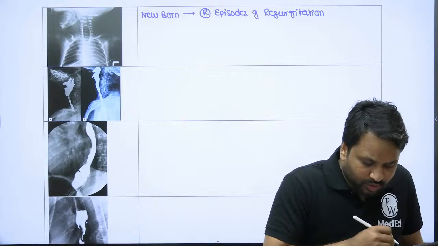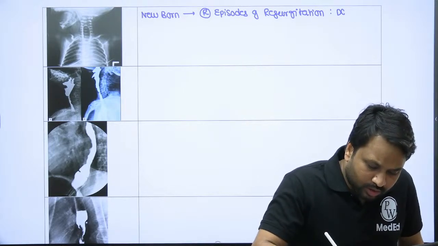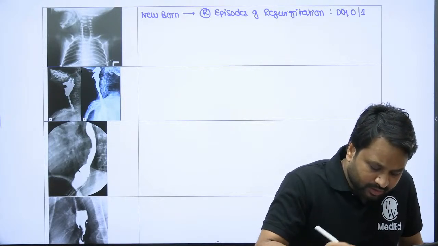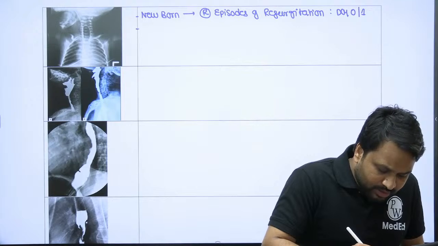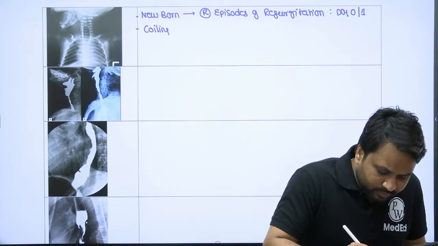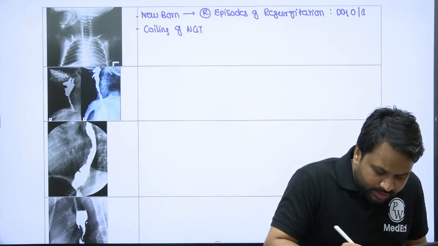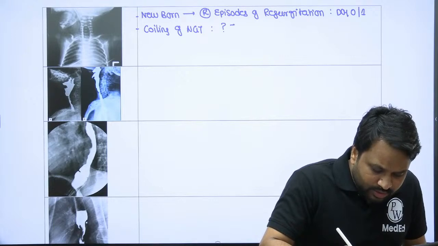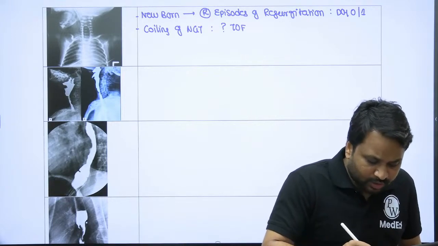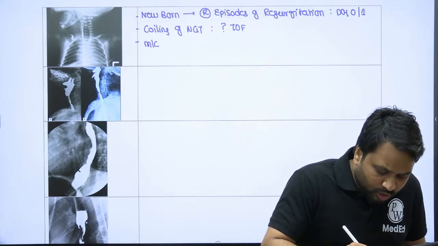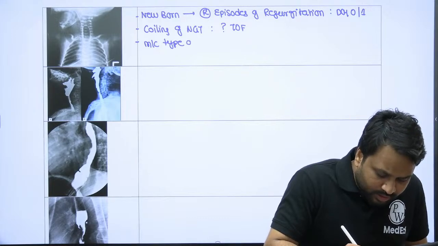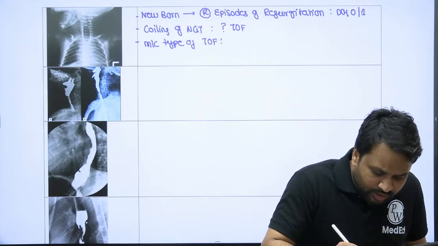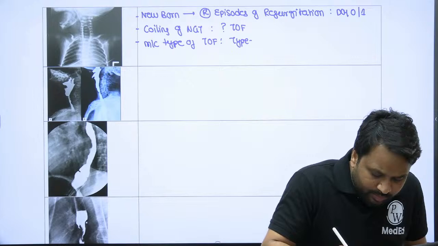Repeated episodes of regurgitation on day 0 and day 1. And when you do a radiograph, there is coiling of the nasogastric tube. Then this is a diagnosis of tracheoesophageal fistula. Remember, the most common type of tracheoesophageal fistula is going to be type C.